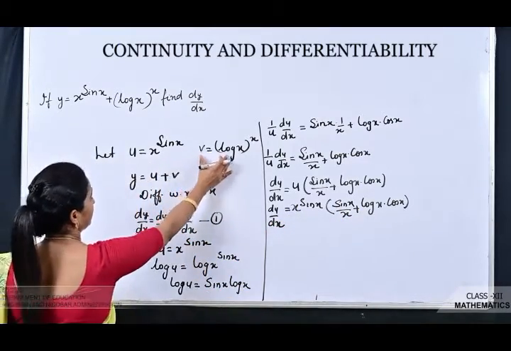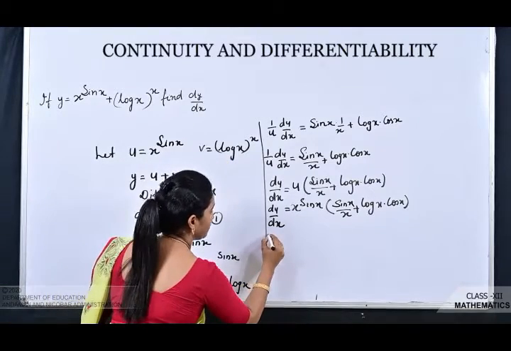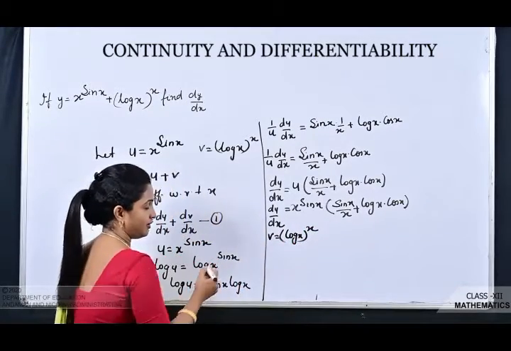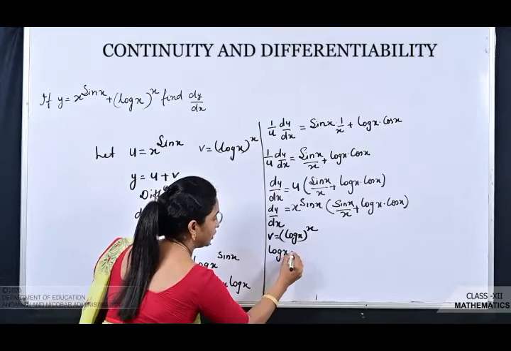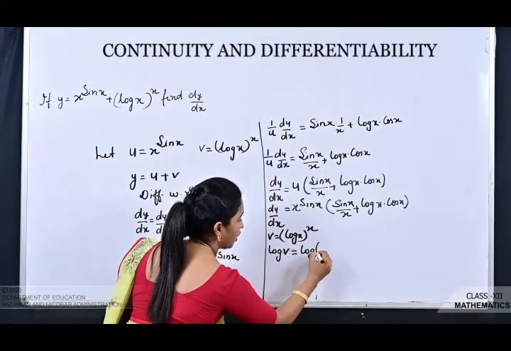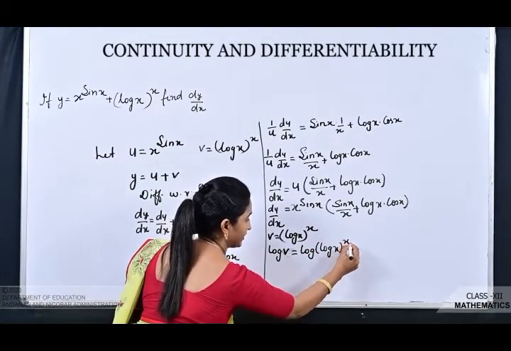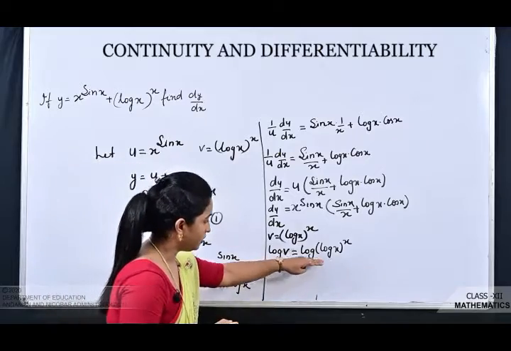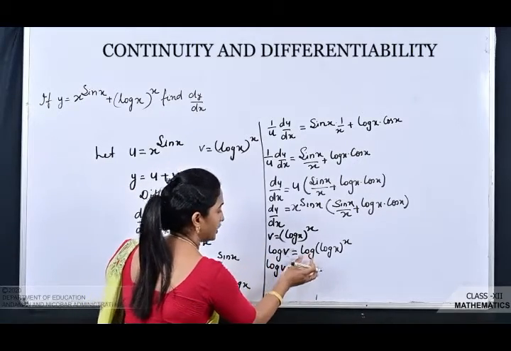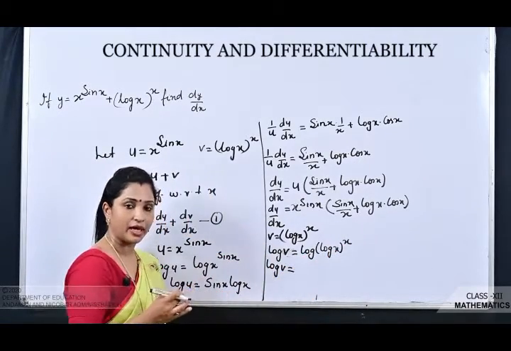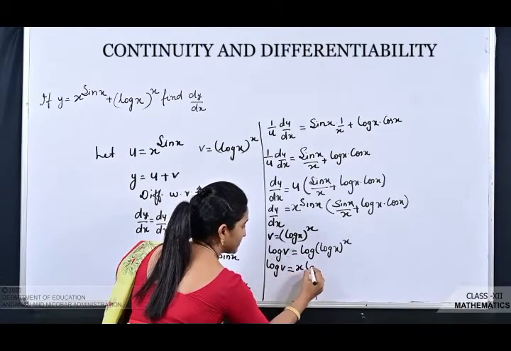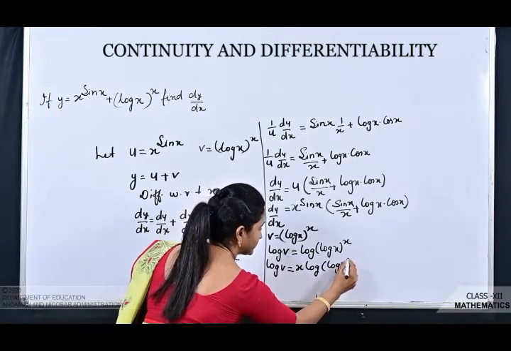Now the second part is, you are going to find v, where v is equal to log x to the power x. Again when you take log on both sides, log v is equal to log of log x the whole power x. I am taking log on both sides. So log v is equal to, now log of log x the whole power x, again apply the property of log x to the power m, x will come in the front. So it is x log log x.